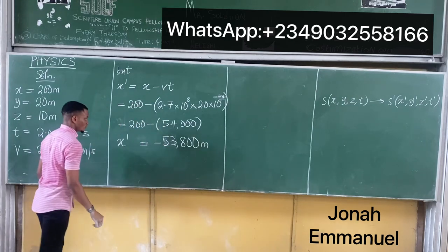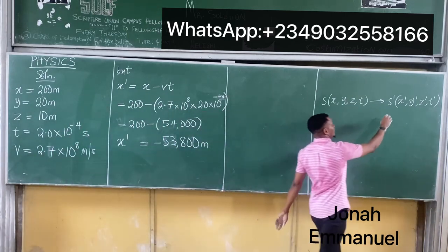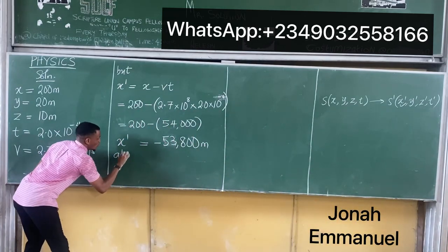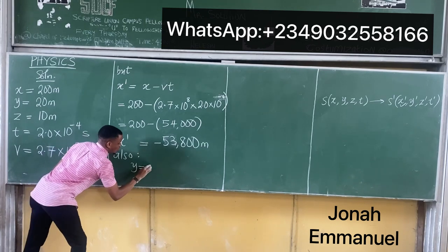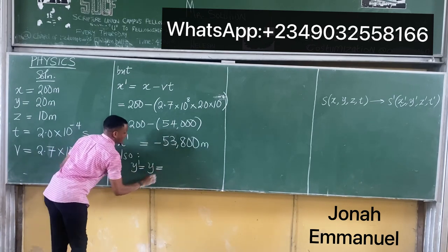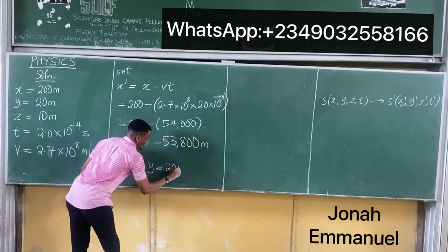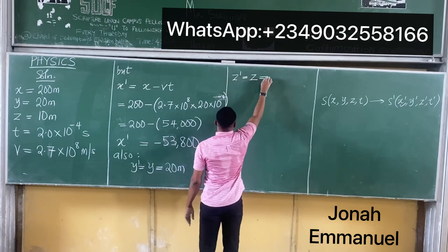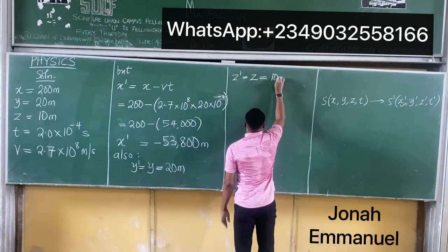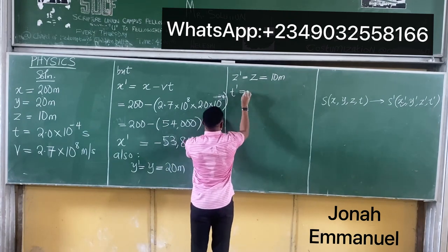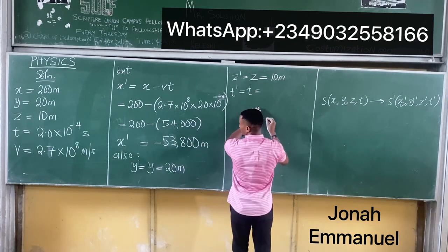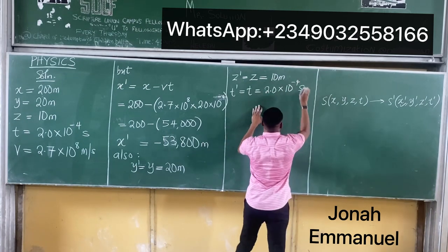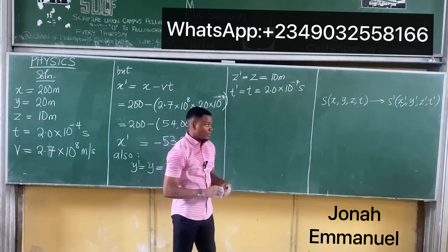So look up, please. We've gotten x prime. These ones are not a problem. We know that y prime is equal to y, which is equal to 20 meters. Z prime is equal to z, which is 10 meters. And t prime is equal to t, which is 2.0 times 10 to the power minus 4 seconds. So you have this.